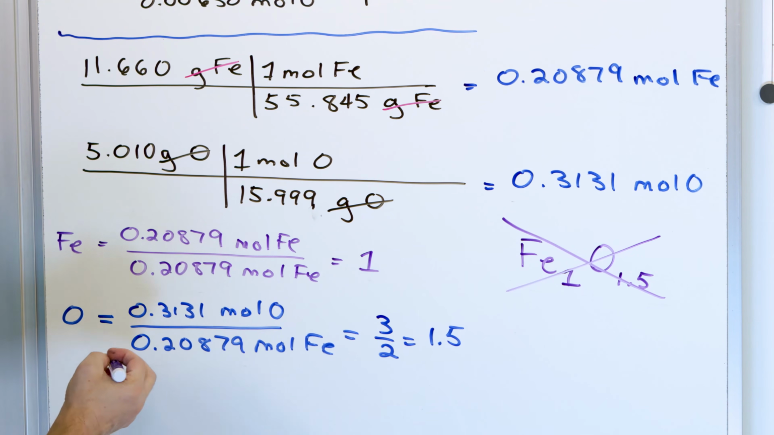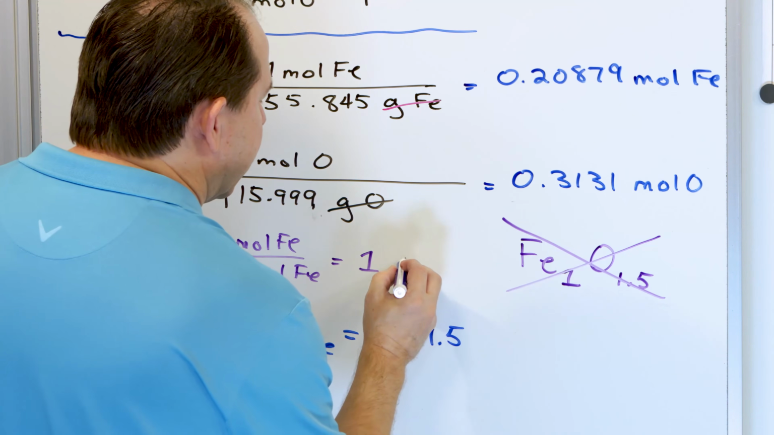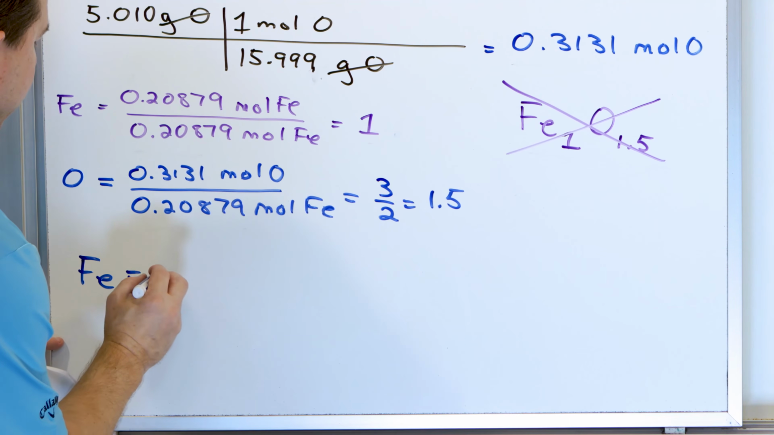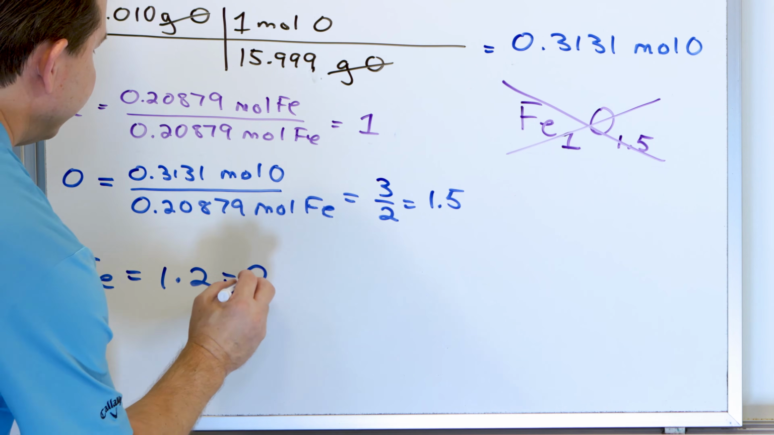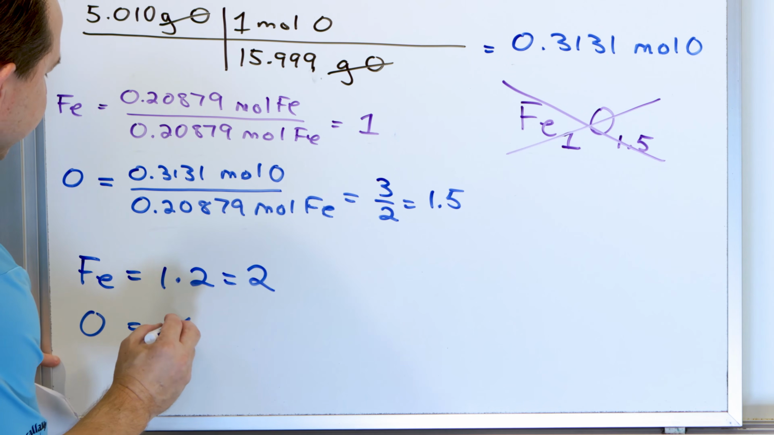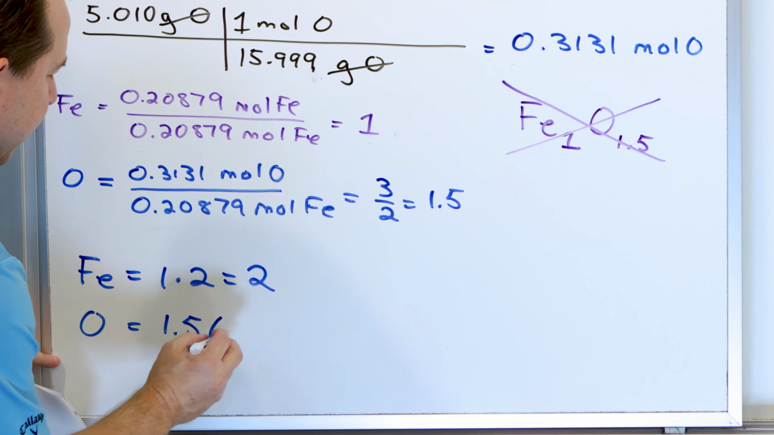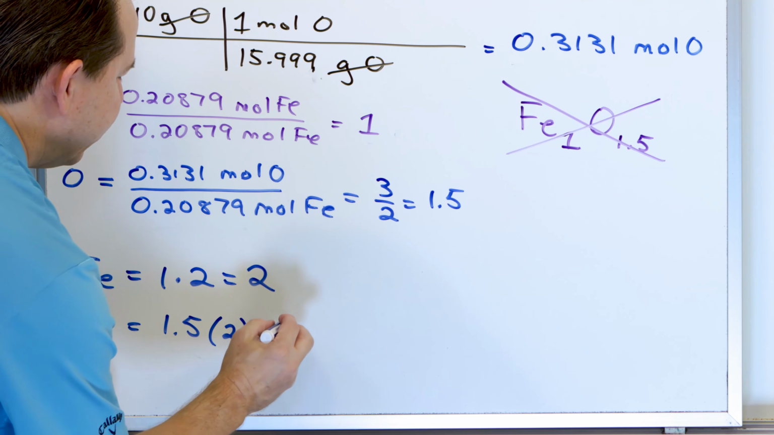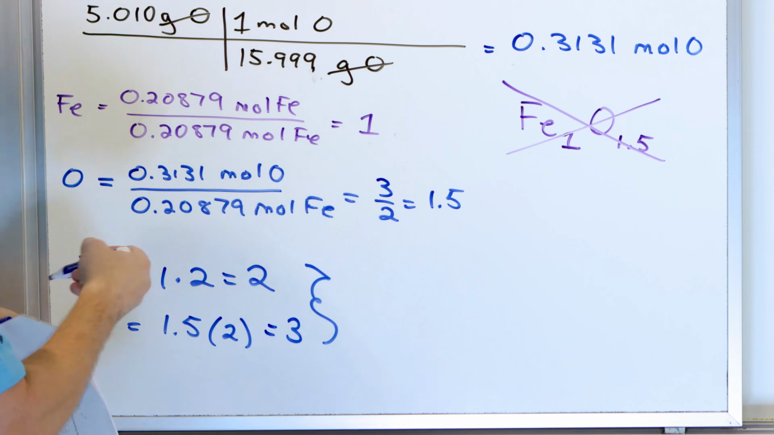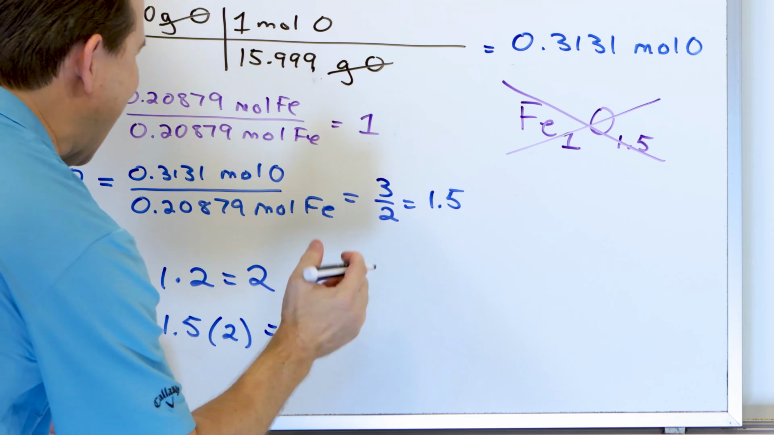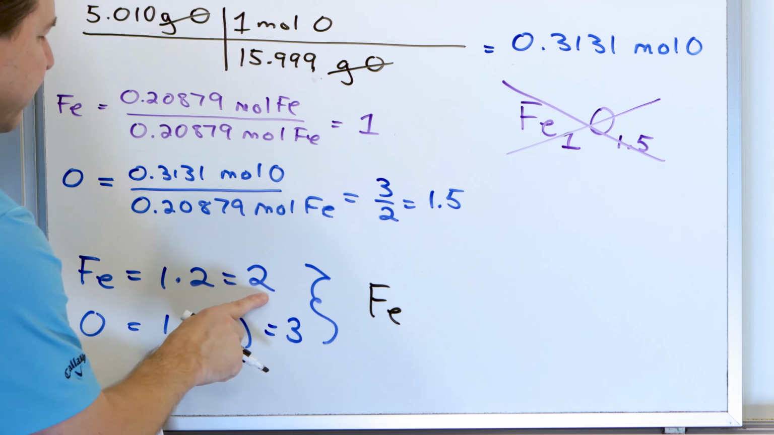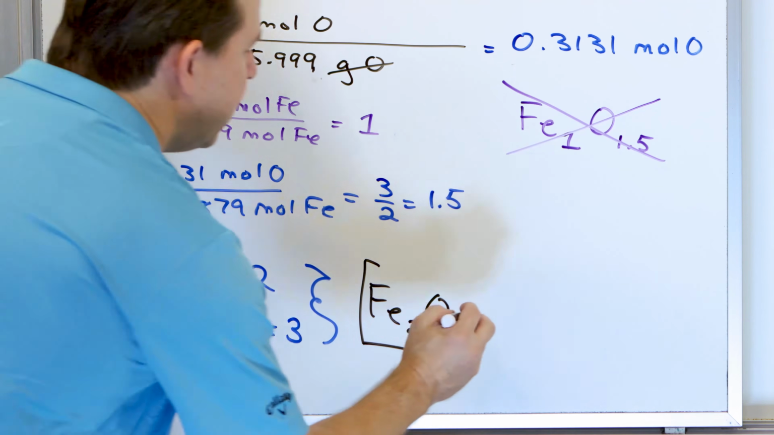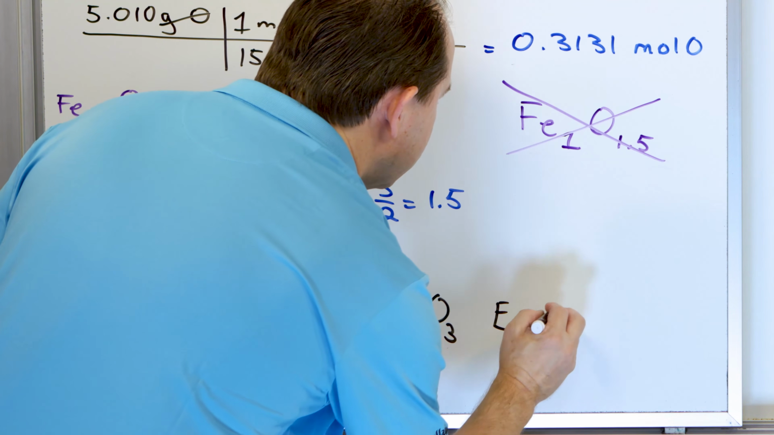So the ratio for iron is going to be 1 times 2, so you get 2. And for oxygen, 1.5. How do you make a whole number out of this? We're going to multiply by 2, because I know 1.5, which is the same as 3/2, multiplied by 2, I'm going to get 3. And then I use these numbers down here. And so the actual empirical formula is Fe2O3. This is the empirical formula.